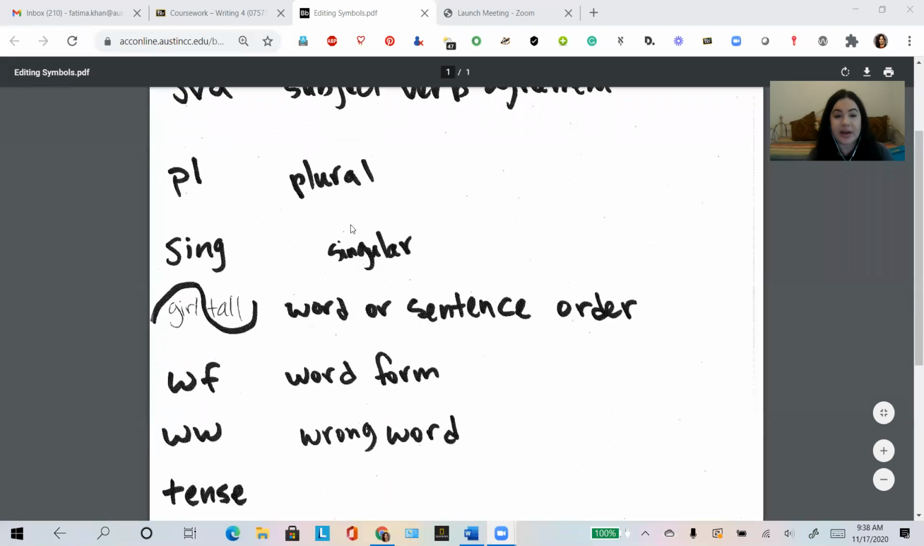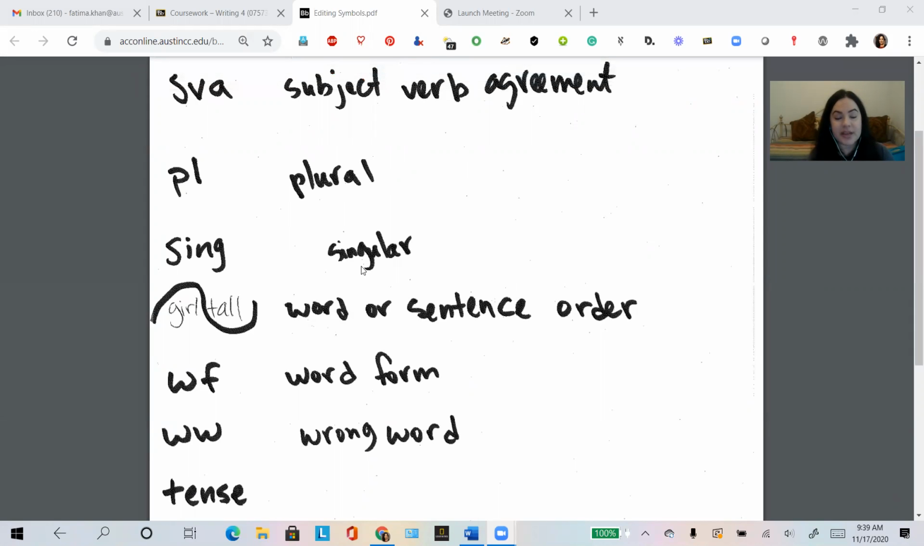And as we go down, we have plural and singular. Perhaps you've written the singular form, but you should use plural. Perhaps you've written the plural form, but you should use singular. Sometimes this is just a matter of number. Other times this is a matter of countability.